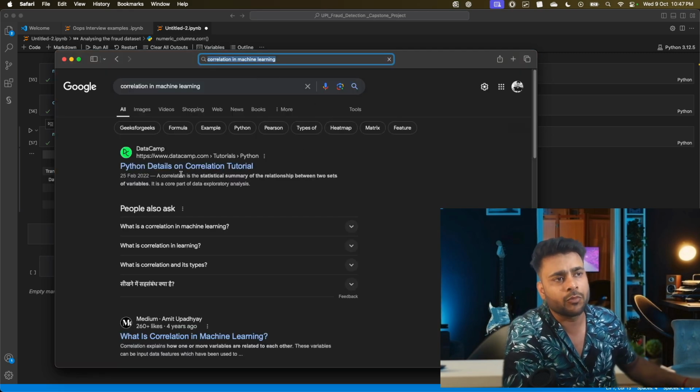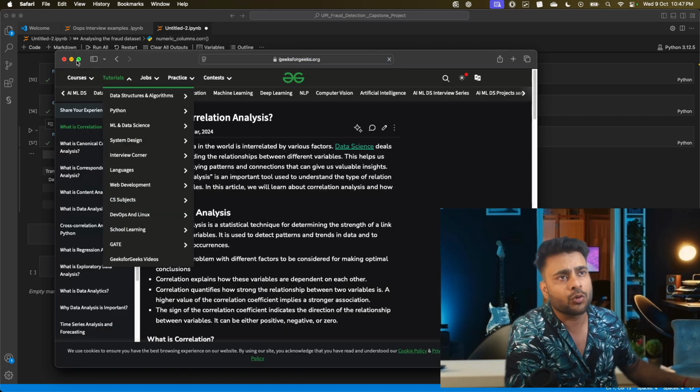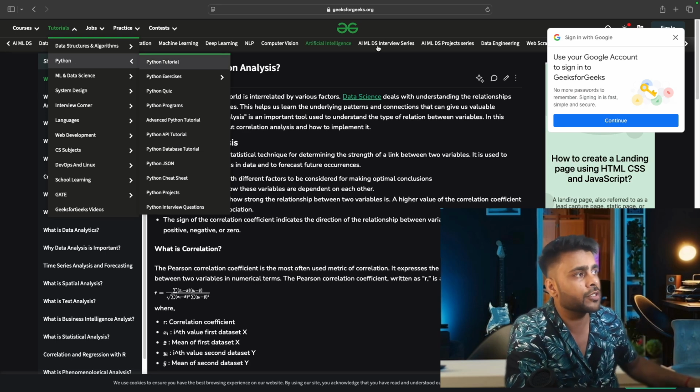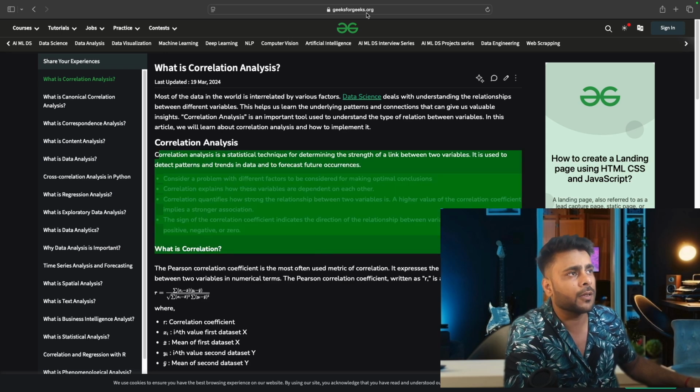So basically, we most of the time use Pearson's correlation. When it comes to correlation analysis, it really helps us identify what features are important and what features are not important. So this is one of the ways. You can read about this.